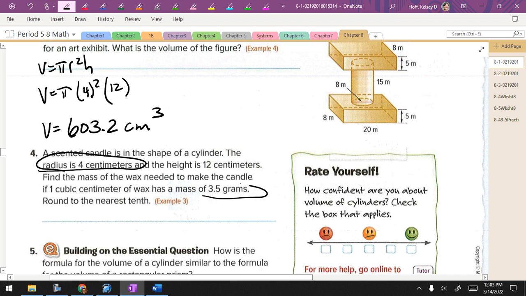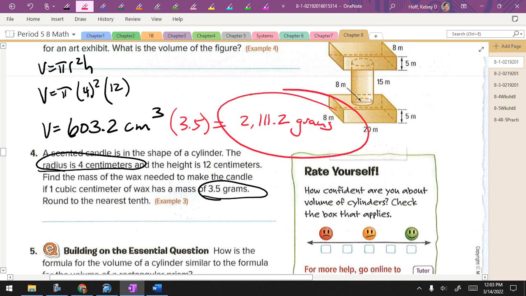Okay. Now we have to change that to grams. So we take this times 3.5. Correct me if I'm wrong, 2,111.2. And then what would my label be now? Grams, which technically you can just put a G on there.